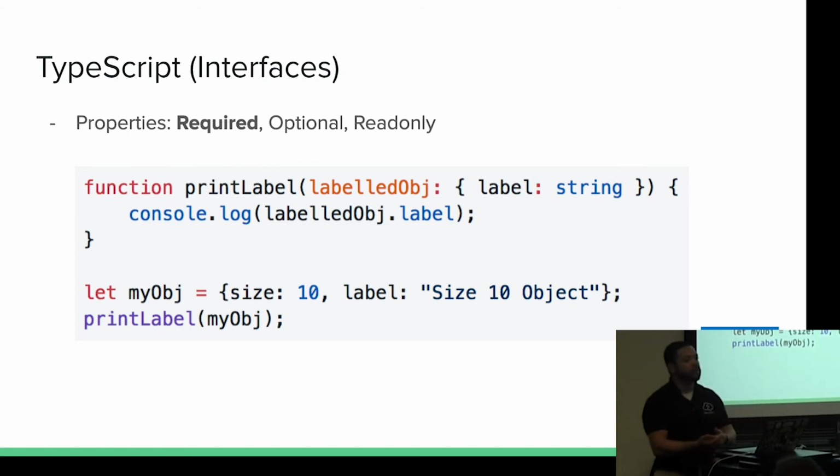Just because we have more stuff on it doesn't mean that it won't behave. It has the minimum required properties on there. So then when we call printLabel of myObj, everything passes. And it prints the label. It prints Size 10 Object.